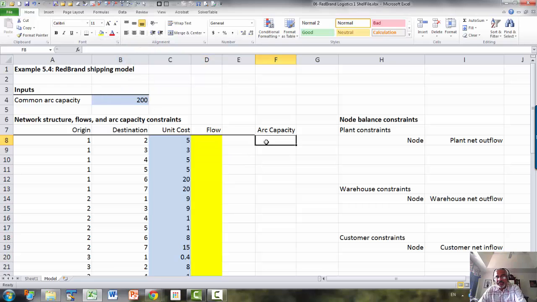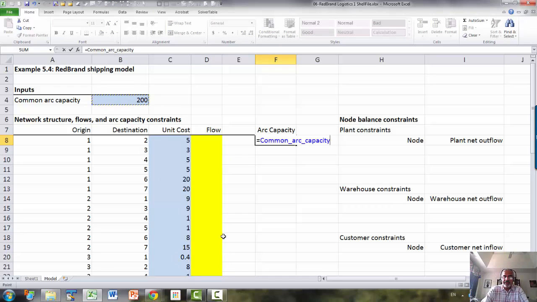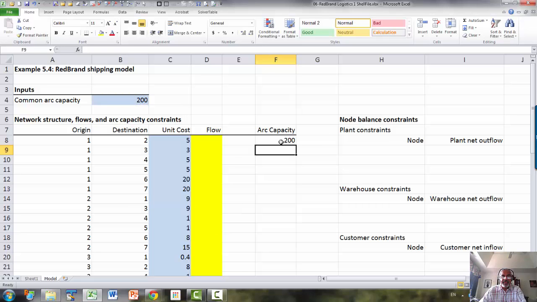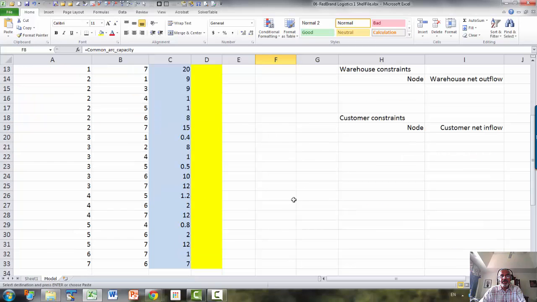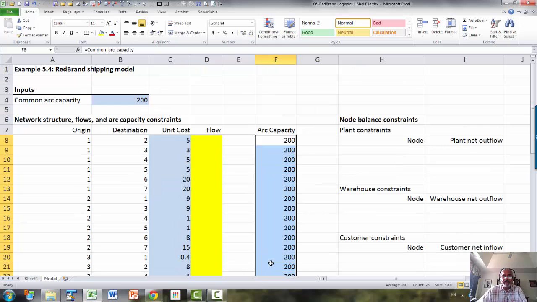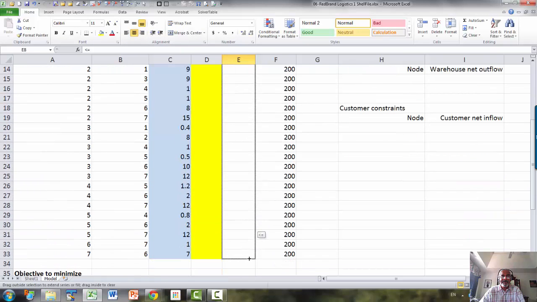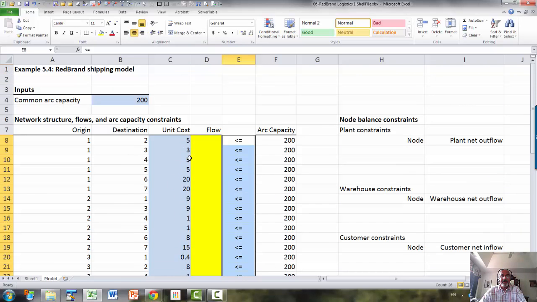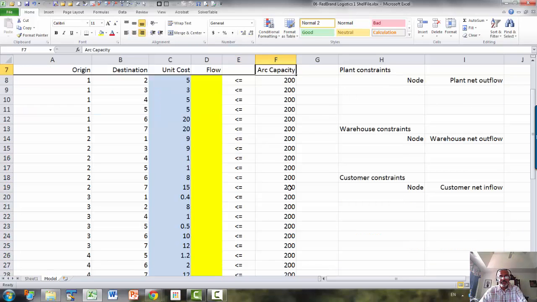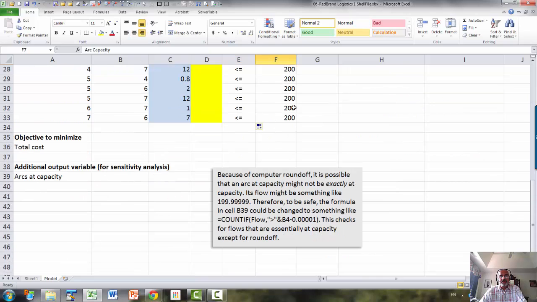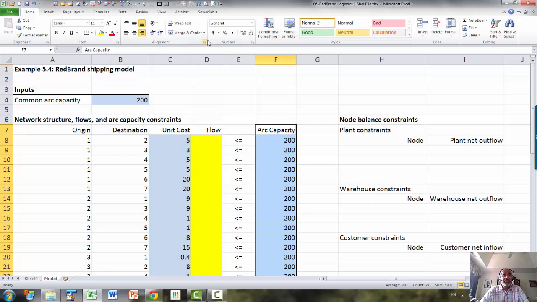Now arc capacity is that. So let's copy. And we need to make sure that the flows do not exceed the arc capacity. Okay, so now let's give a name to arc capacity.